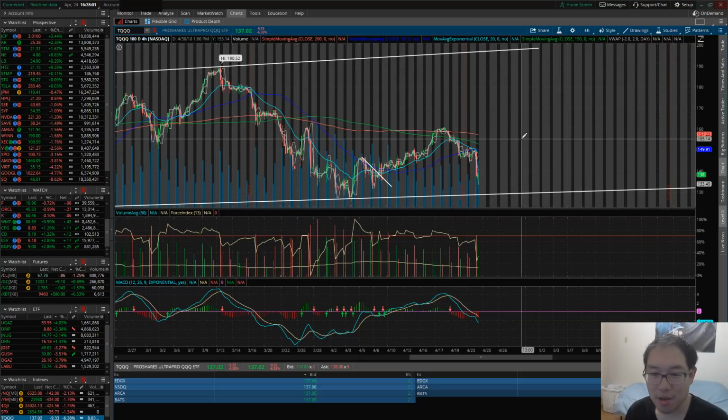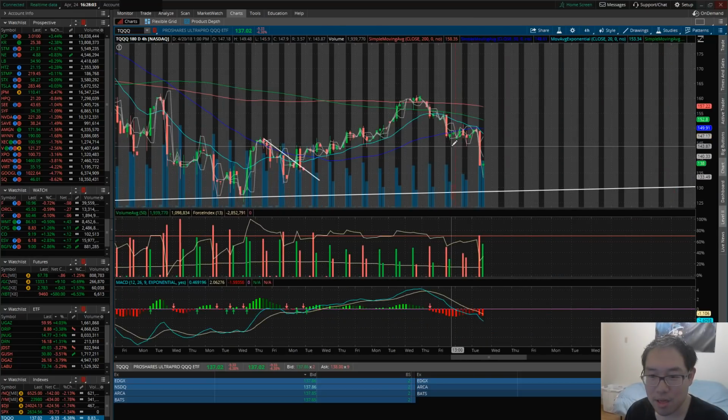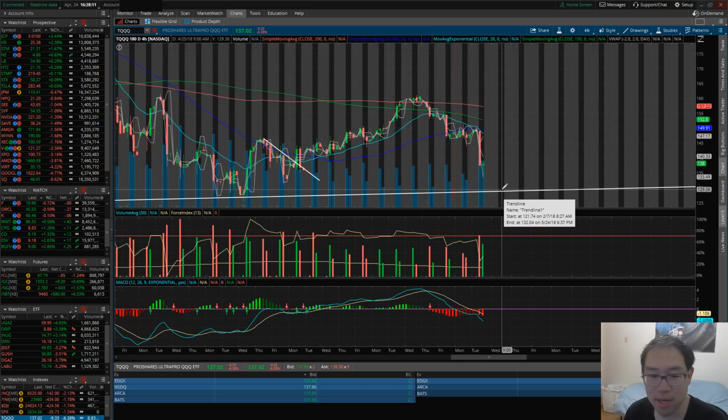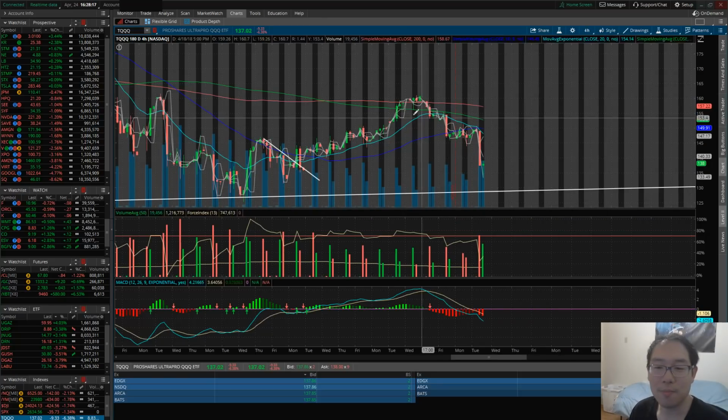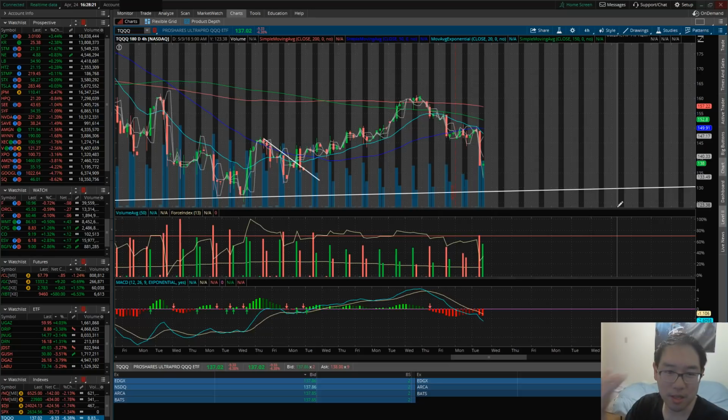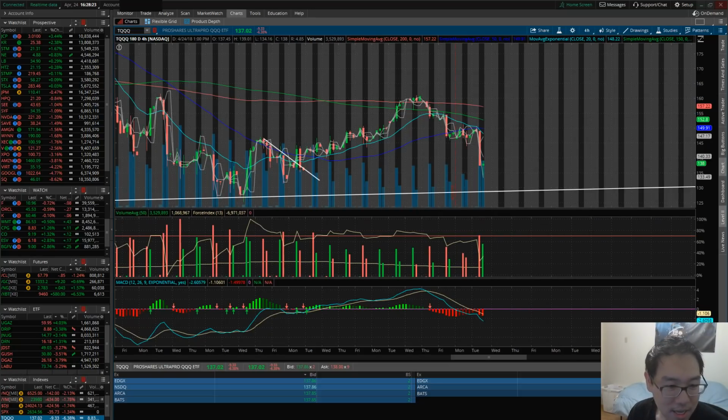So TQQQ, looking at this, similar to SPY, we have a slightly good reversal candle right here. Is this a confirmation? Not yet. We might hit 129, which is not too difficult if we just have another downside to go. That's not too difficult. So look out for that. Right now, just be on the lookout. Okay. Taking a look at the ETFs.